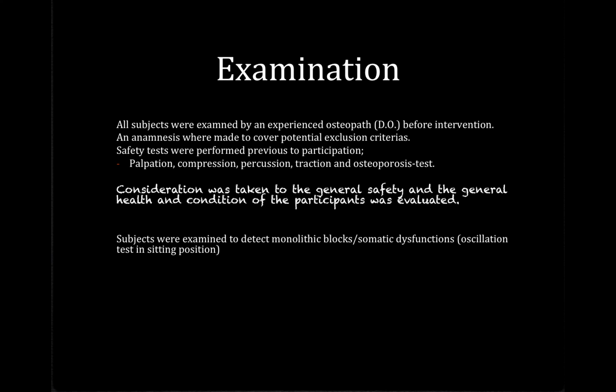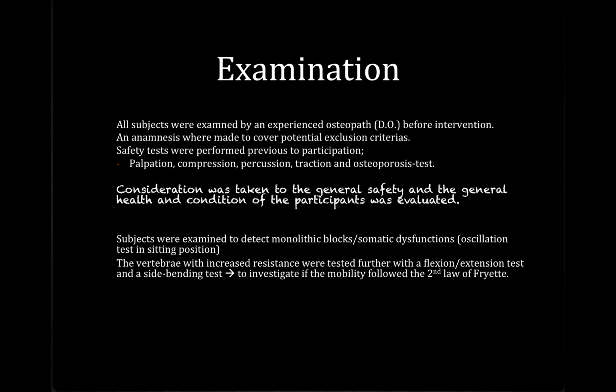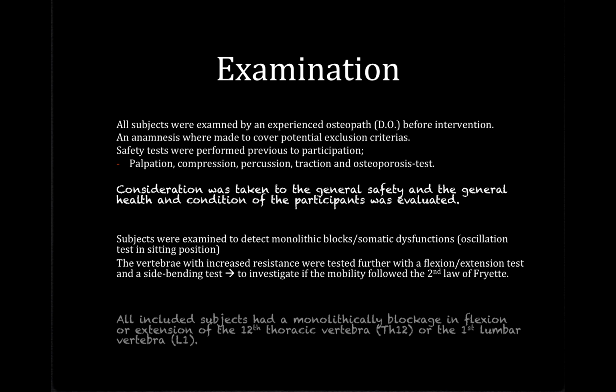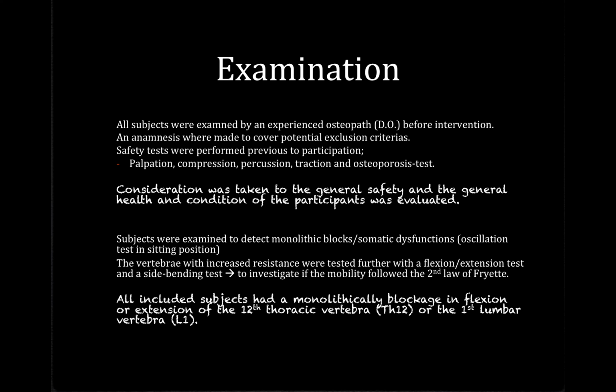Subjects were examined to detect monolithical blocks or somatic dysfunction. It was done by an oscillation test in sitting position. The vertebrae with increased resistance were tested further with a flexion extension test and a side bending test. This was done to investigate the mobility, if it followed the second law of Fryette. All included subjects in this study had a monolithical block in flexion or extension of the 12th thoracic vertebra or the first lumbar vertebra.